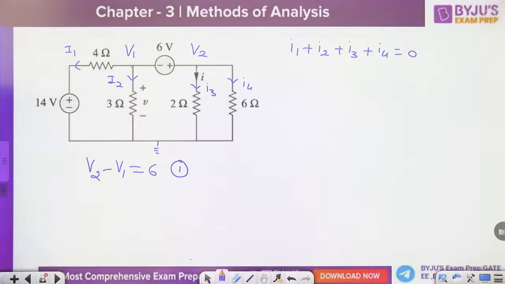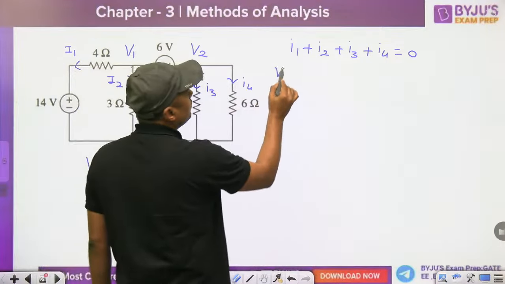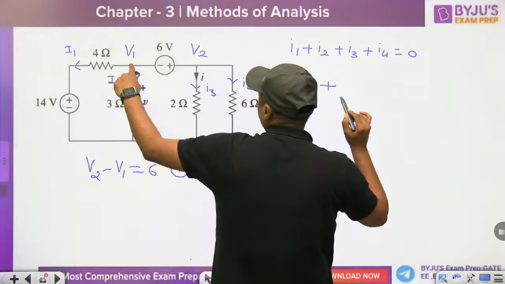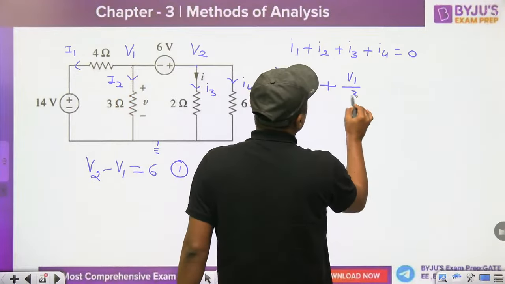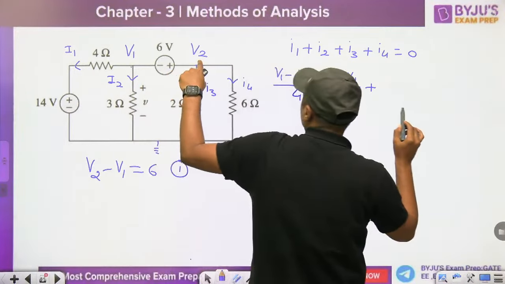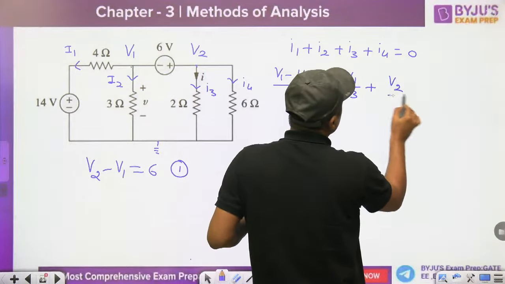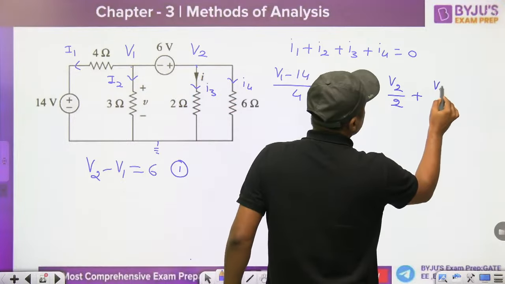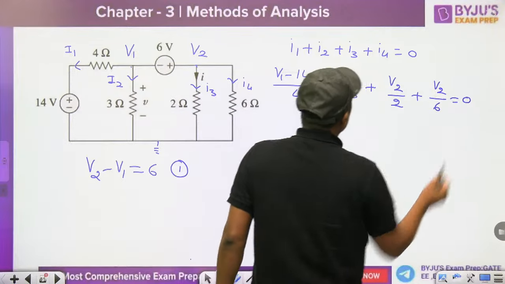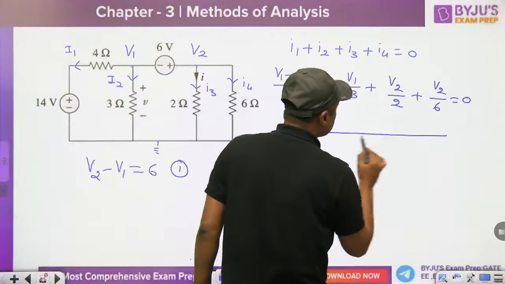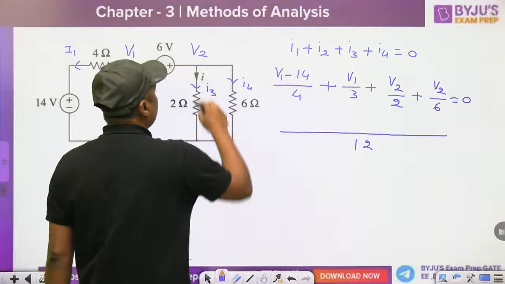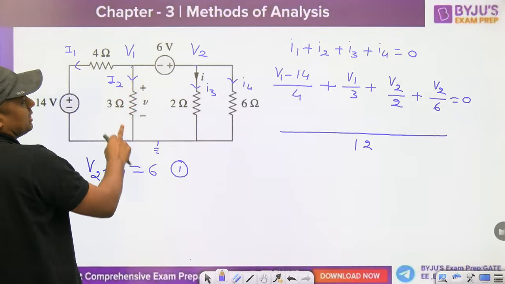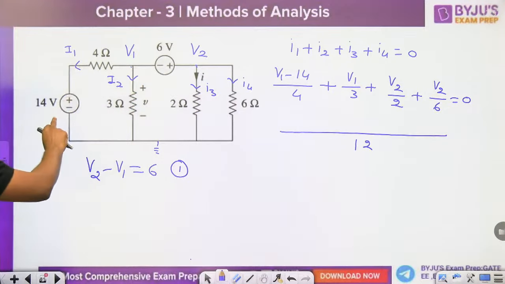Now how can we write I1? V1 minus 14 divided by 4, plus I2, V1 by 3. Now I3, V2 by 2. And then I4, V2 by 6, is equal to 0. Now you can take 12 as the LCM, right? Everything is fine.